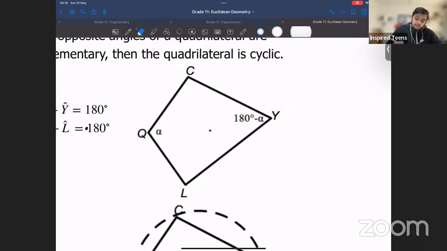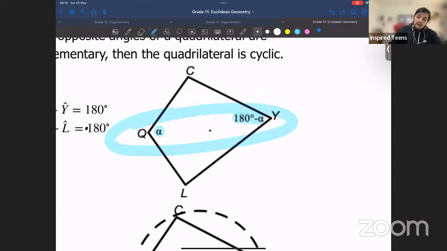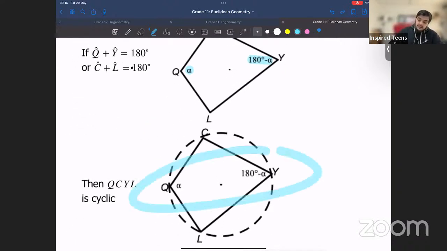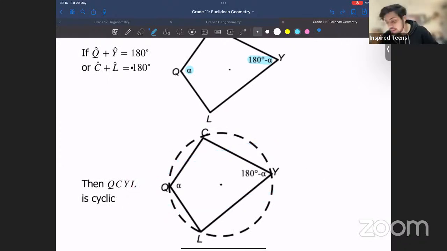Now that we've proved that that's 180 minus alpha, I can see that these opposite angles of this quadrilateral are actually supplementary. How do I know that? Because this is alpha, this is 180 minus alpha, that means that when you add those two, they add up to 180. So now I've proved that the opposite angles of a quadrilateral are supplementary. And since the opposite angles of this quadrilateral are supplementary, that means it's a cyclic quad, because in a cyclic quadrilateral, the opposite angles are supplementary.